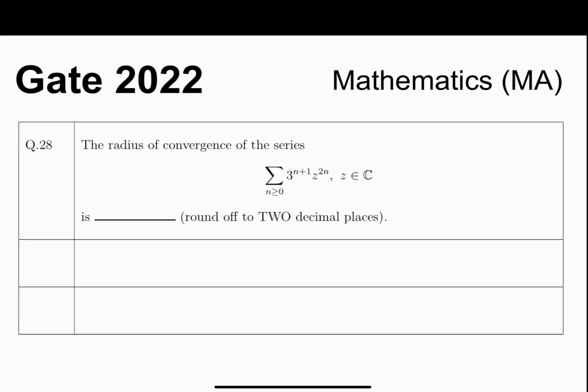Okay, so today we'll solve GATE 2022 questions. This is a question from complex analysis, question number 28. You have to find the radius of convergence of the following power series. You have to just find the radius of convergence.